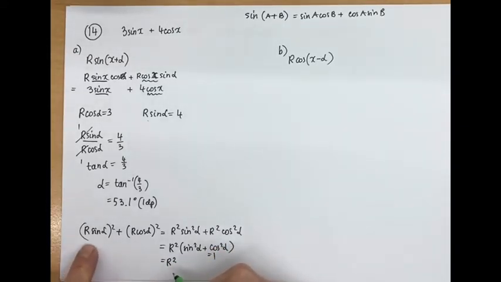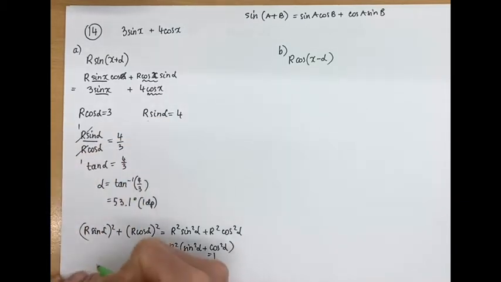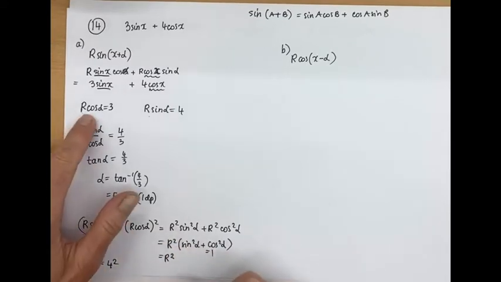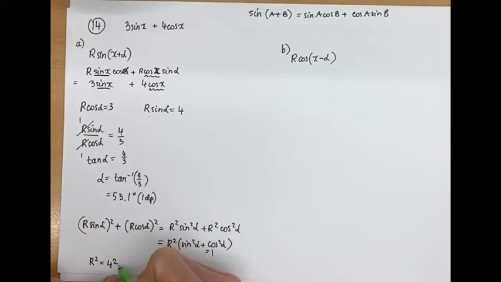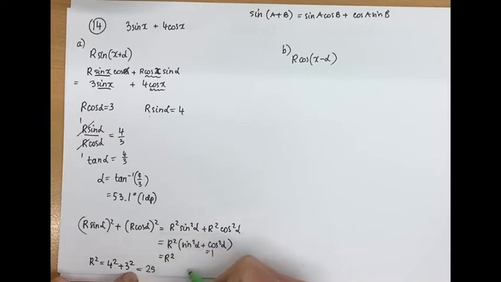But what have we got here? We've got r sine alpha, which is your 4 squared. So r squared is going to be equal to 4 squared, and then r cos alpha is 3 squared. Add them together, that's going to be 16 plus 9, which is 25, giving me r equal to 5.